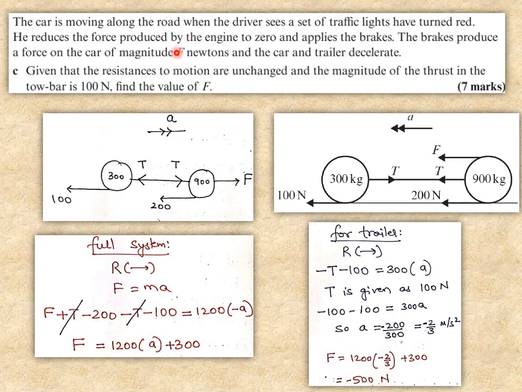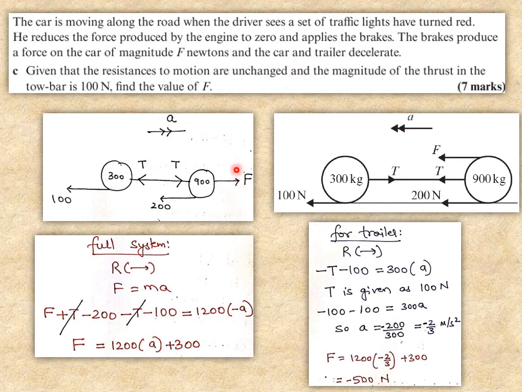Okay, the question is again here. Now the car is moving along the road when the driver sees a set of traffic lights have turned red, and he reduces the force produced by the engine to 0 and applies brake. Now if you see what I made here and what is written here, you will see the difference.